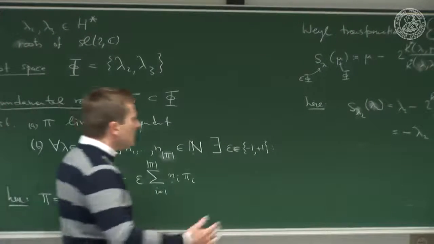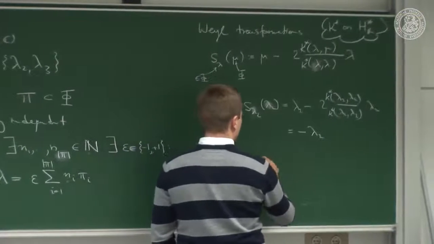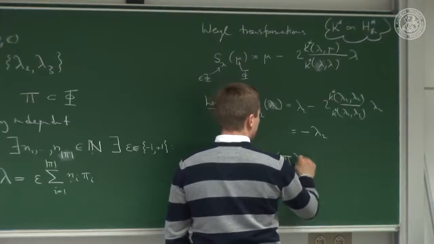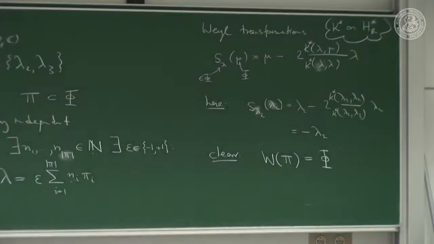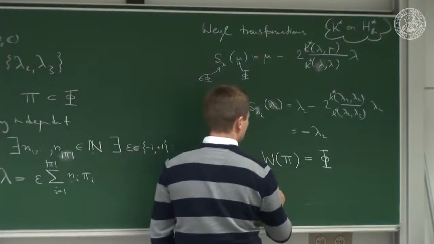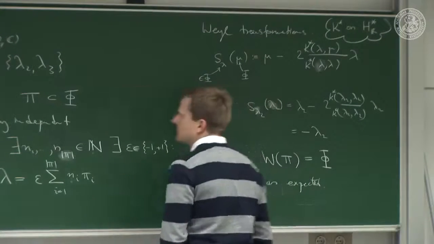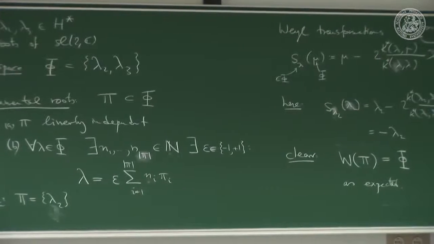action of the Weyl group, or repeated action of the Weyl group, on the fundamental roots generates the entire root space. So it's clear that our general theorem applies: the Weyl group acting on the set of fundamental roots generates all the roots, the entire root space, as expected. Well, if it didn't, it would show that we calculated wrong.